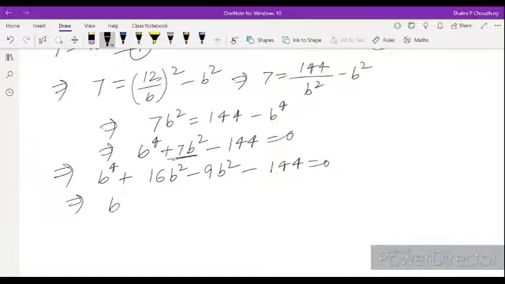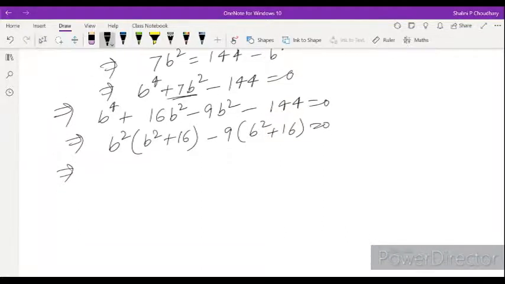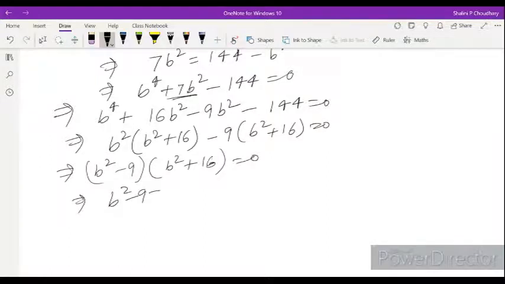Now we'll take b square common. So what will the value be? b square plus 16 minus 9 common, b square plus 16 equals 0. Now it means b square minus 9 into b square plus 16 is equal to 0. Now either b square minus 9 equals 0, or b square plus 16 will be equal to 0.